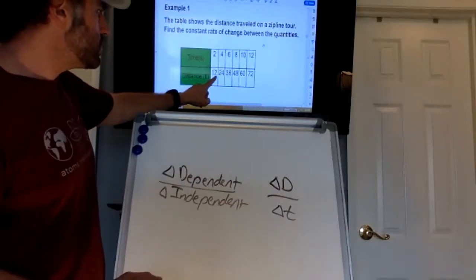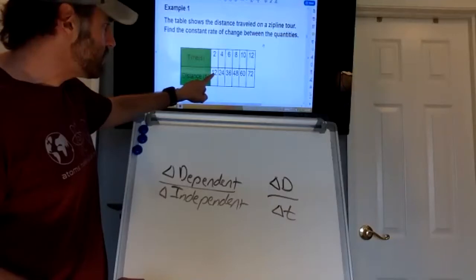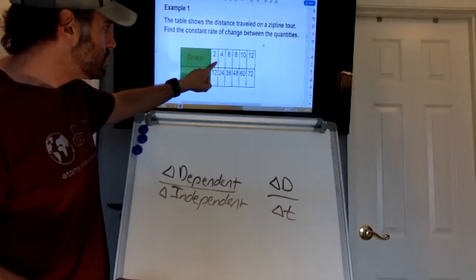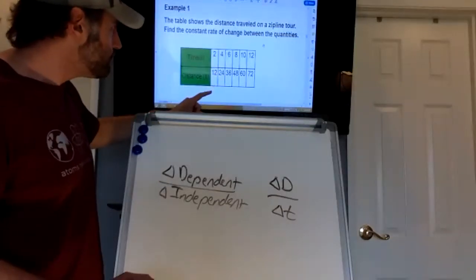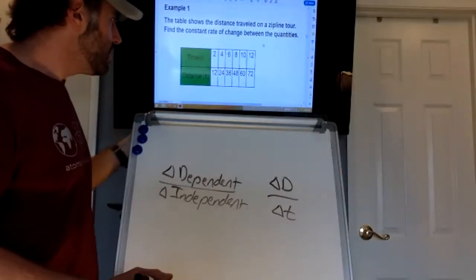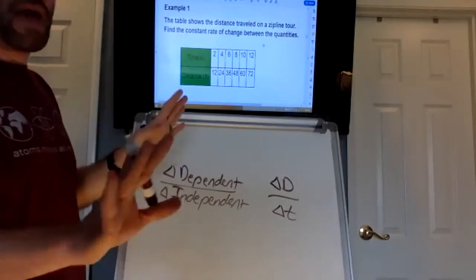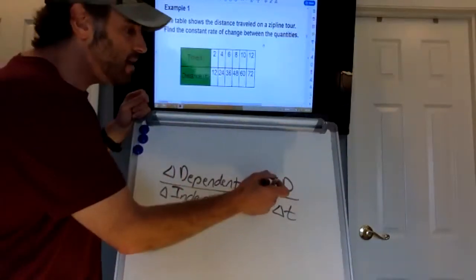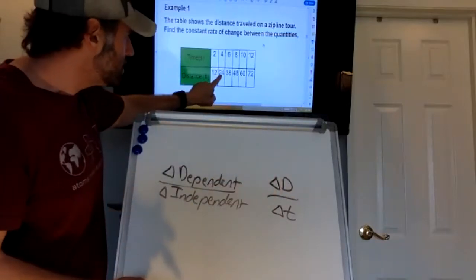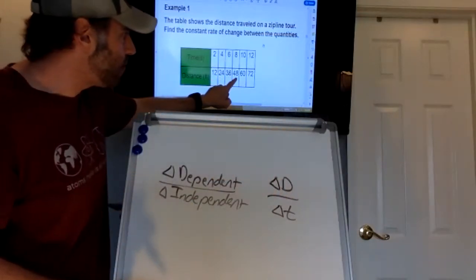And what you want to do is you don't necessarily want to put 12 over 2 or 24 over 4 or 36 over 6. But what if I did? So let me back up. Delta distance, change in distance, is what? Every time it's going up by what?